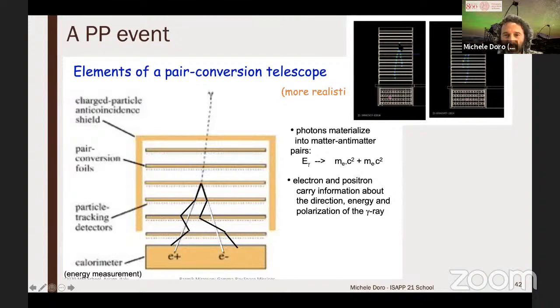So a true event is this one. For example, you see here, these crosses are the tracks of the electron and positron, and here is an image of the deposition of the energy. If you are a Fermi analyzer, really at a low level, these are your events, and this is where you extract the information, okay?